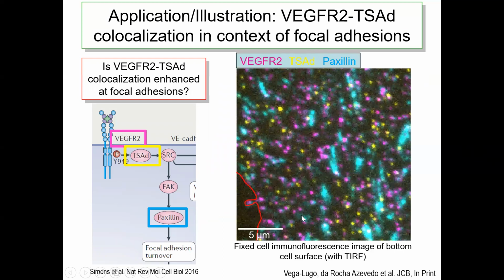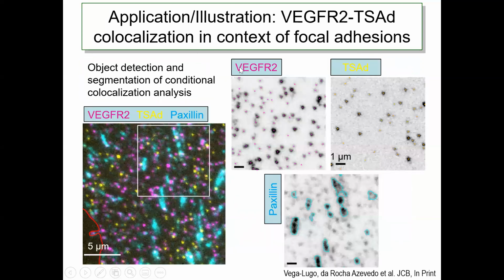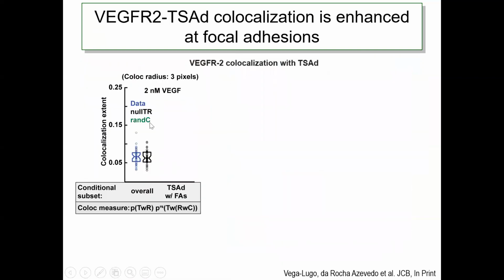And so to do this, we took 3-color fixed cell immunofluorescence images of the 3 molecular entities, as you can see here. Then we detected the VEGFR2 and TSAd objects in our images, and we segmented the paxillin patches to figure out where focal adhesions are, and then we could perform the conditional colocalization analysis that I described to you. And what did we learn? So let's go through the analysis results step by step.